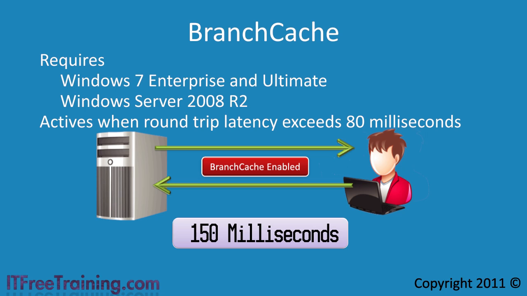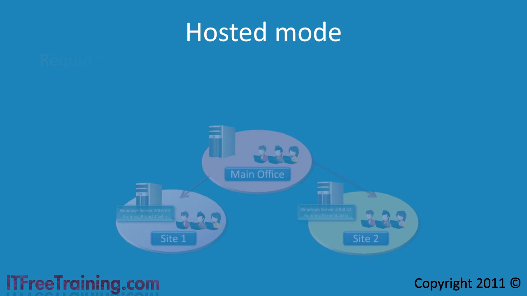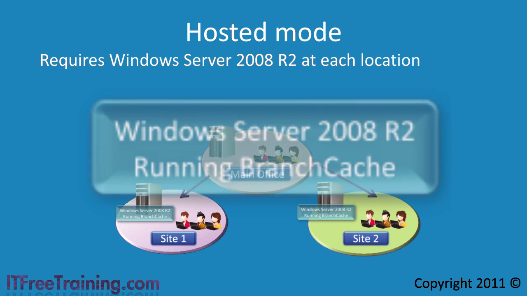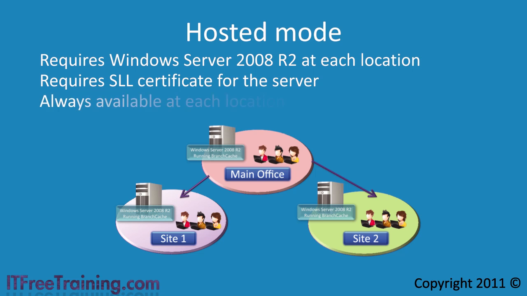BranchCache can operate in two different modes. The first mode is hosted mode. Hosted mode requires Windows Server 2008 R2 at each branch location. The data, when transferred across the network, is encrypted with SSL encryption, so the server also requires an SSL certificate. The advantage of hosted mode is that BranchCache is always available, assuming the server is always on.